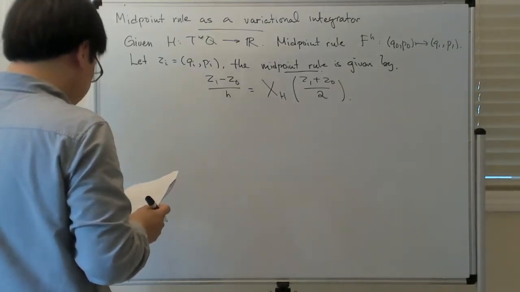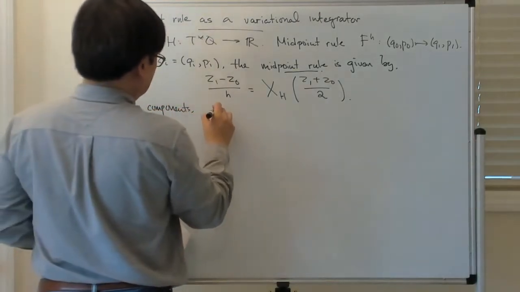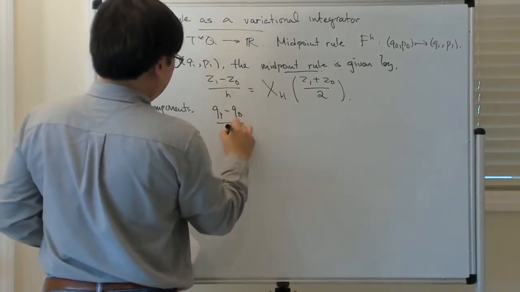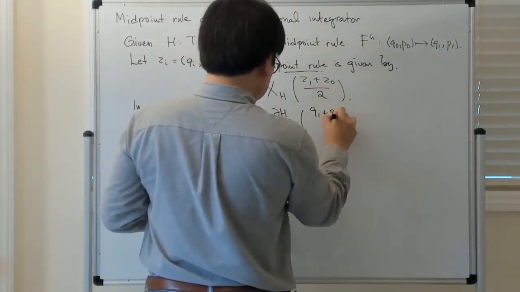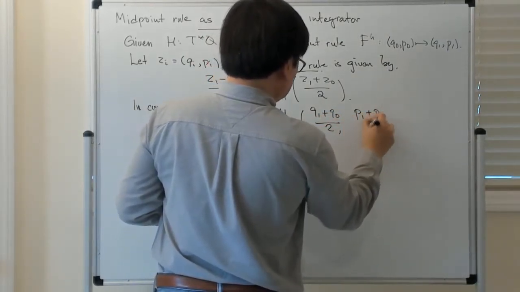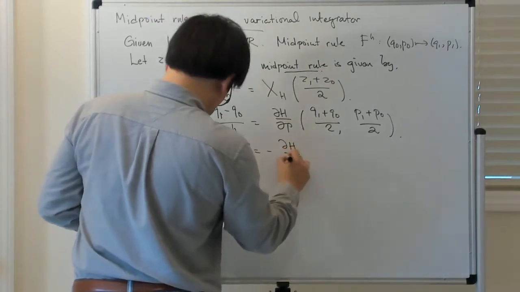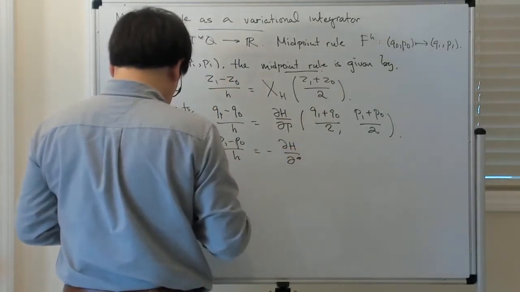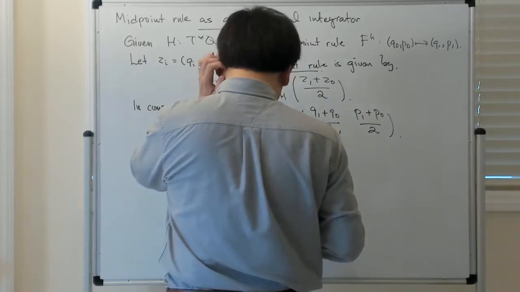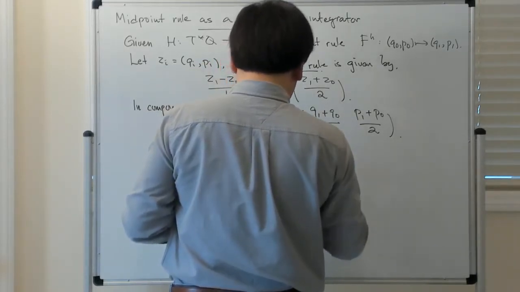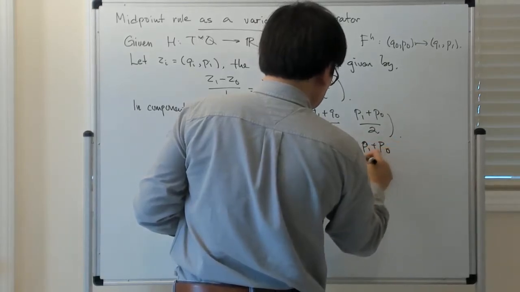And you can write this in component form, right? So in components, this is just (Q1 minus Q0) over h is dH/dP, evaluated at (Q1 plus Q0) over 2, (P1 plus P0) over 2, and then (P1 minus P0) over h is equal to minus dH/dQ of (Q1 plus Q0) over 2, (P1 plus P0) over 2.